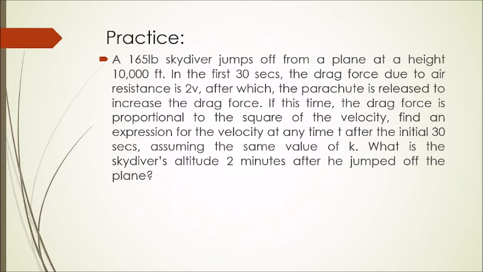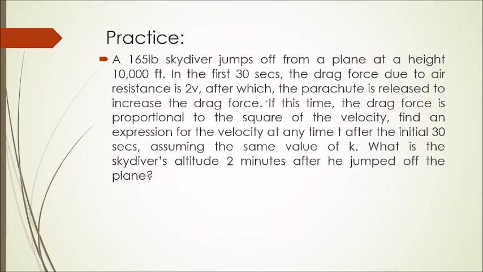Now, we also have a practice for you to solve. This is what I mentioned earlier, the skydiver. A 165 skydiver jumps off from a plane at a height of 10,000 feet. In the first 30 seconds, the parachute has not been released yet, and there is a drag force of 2v. After which, the parachute is released to increase the drag force. Now, this time, the drag force is proportional to the square of the velocity, so it changes.